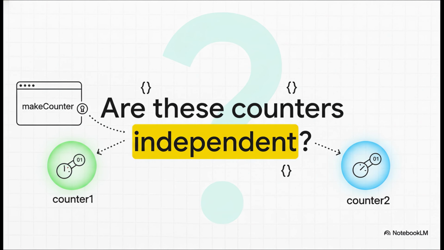Okay, check this out. We call makeCounter to create counter, and then we call it again to create counter2. We run counter twice, so it alerts 0, then 1. Now, for the real question, what happens when we call counter2 for the very first time? Does it pick up where counter left off and alert 2, or does it start fresh from 0?